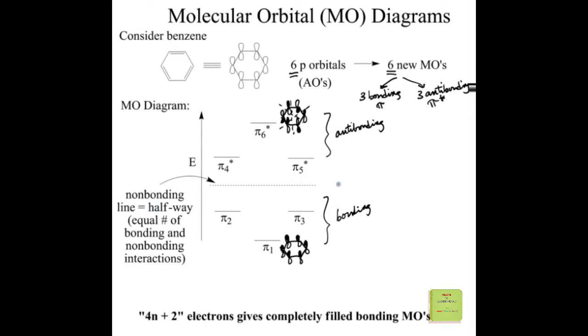So something that would be on this non-bonding line would have some bonding interactions, but just as many anti-bonding interactions. So it kind of cancels out. It's neither bonding nor anti-bonding. It's somewhere in between.